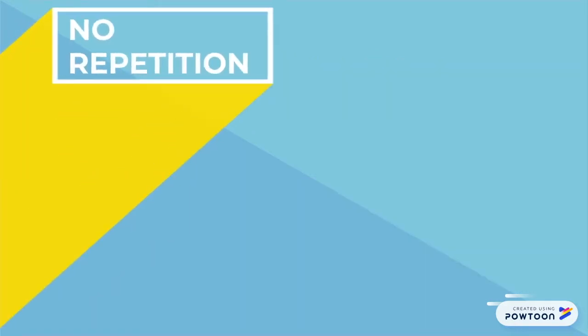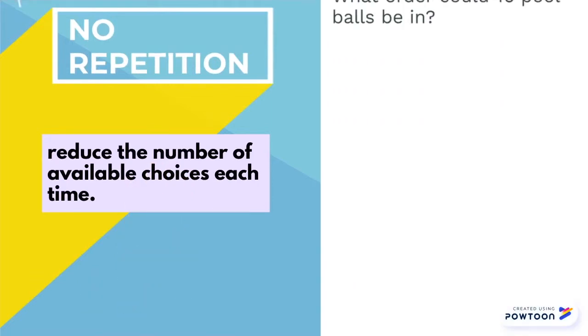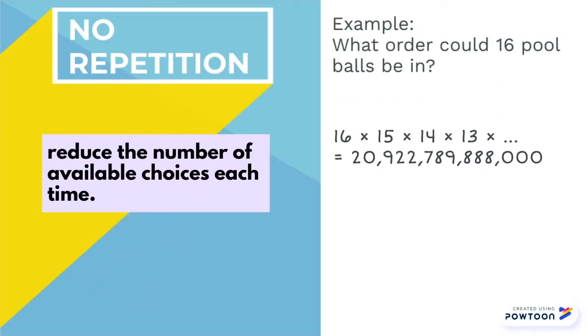For no repetition, you simply have to reduce the number of available choices each time. For example, what order could 16 pool balls be in? 16 times 15 and so on, or 16 factorial.